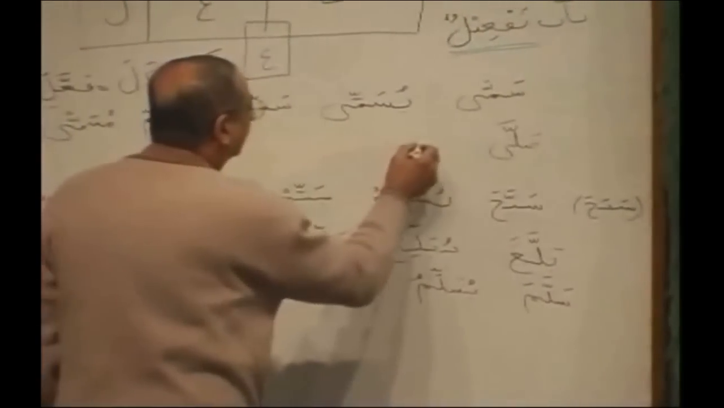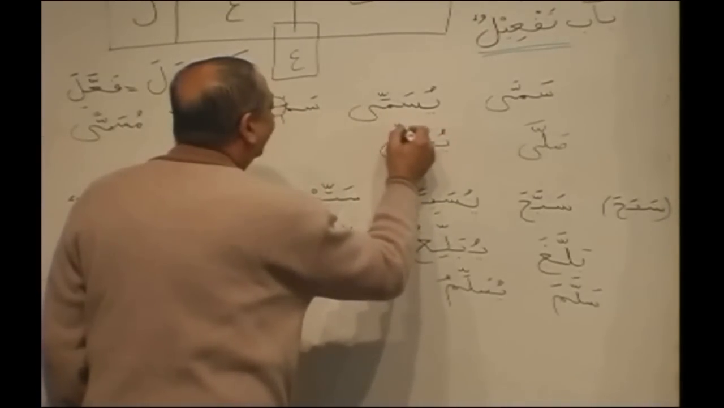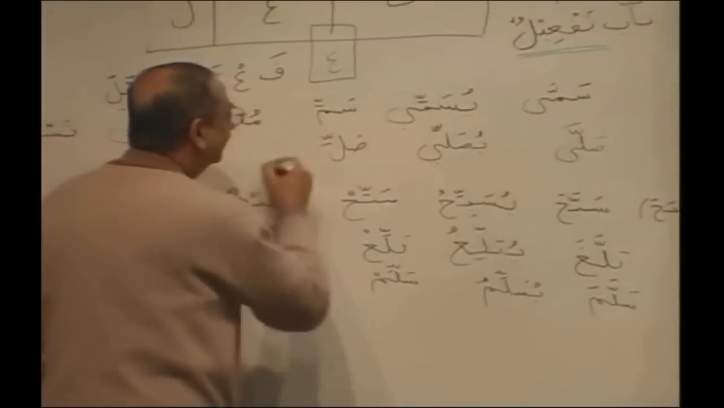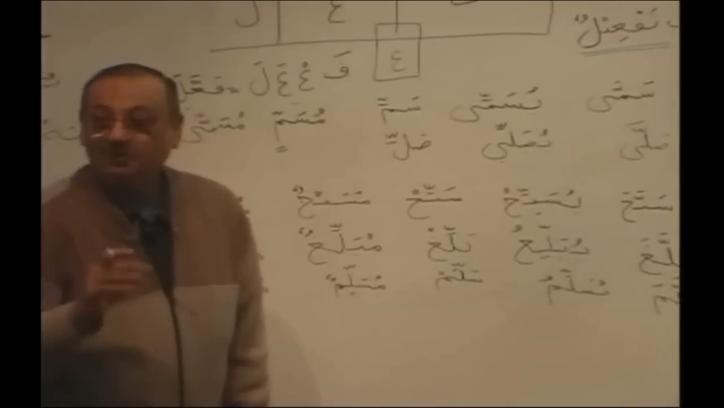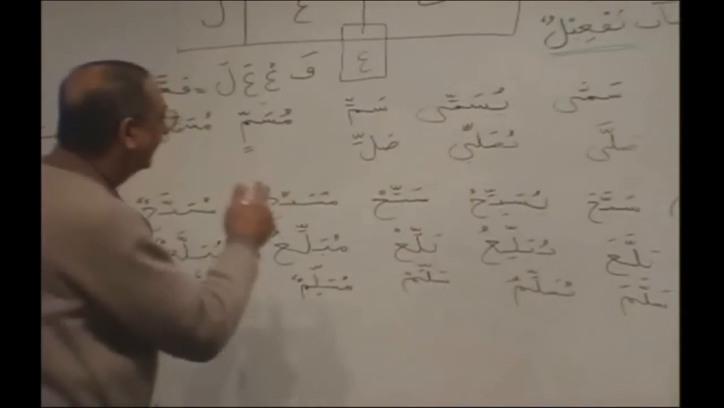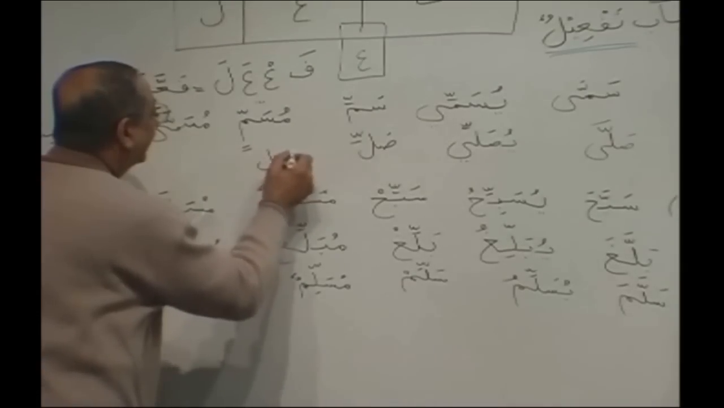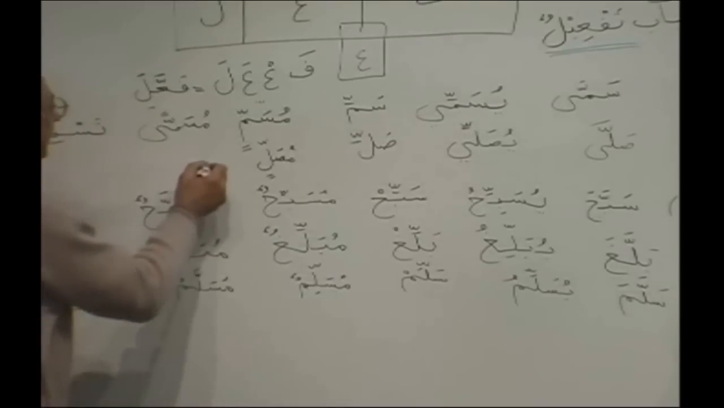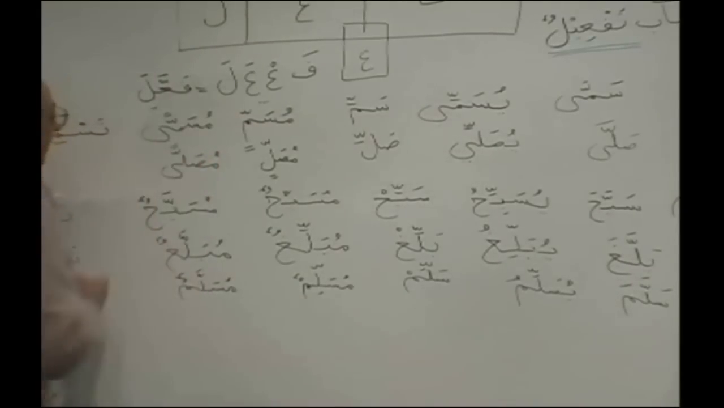Salla. Mudari', brother. Yusalli. And then salli. How many times do you say it? You never knew what it was. Okay? And then what will be here? Musallin. Okay? And then what will be here? Musallan, like that. And what will be the masdar, brother?